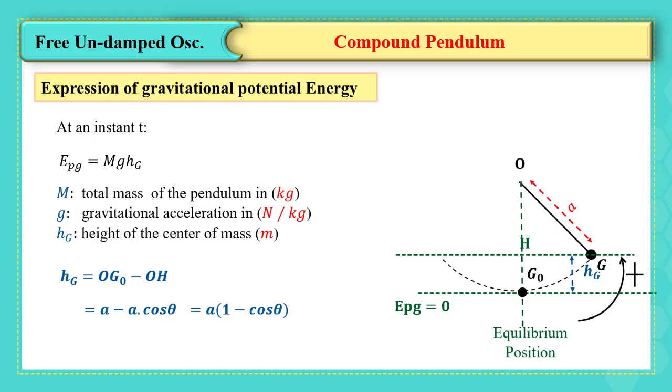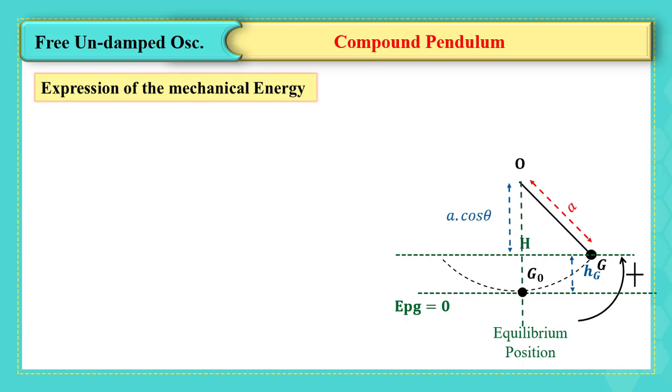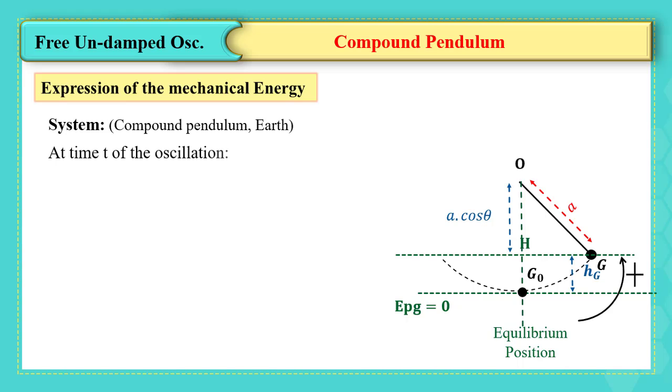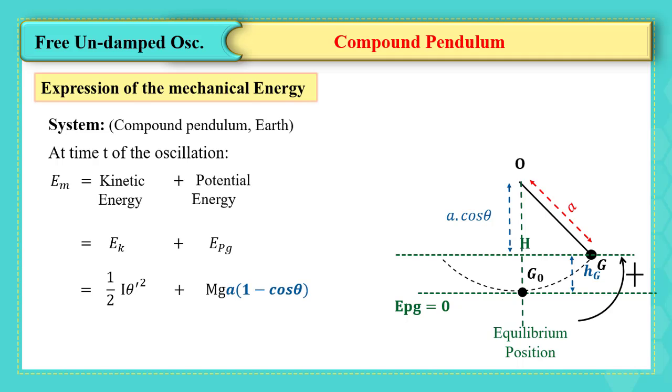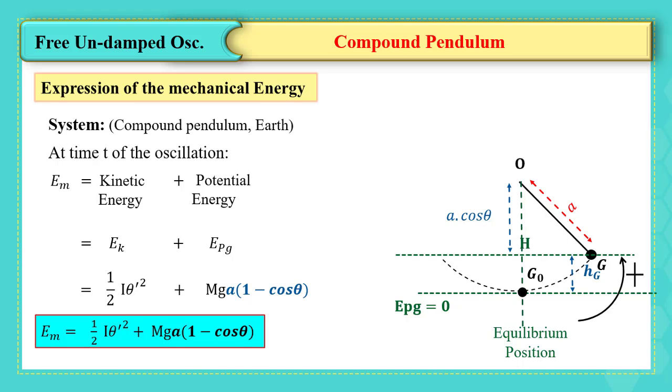So the expression of the gravitational potential energy is m g a into (1 minus cosine theta). Now the expression of the mechanical energy. The system here is the compound pendulum and Earth. At any time t, the mechanical energy is the kinetic energy, which is half I theta prime squared, plus the gravitational potential energy, which is m g a into (1 minus cosine theta). Finally, it is written as half I theta prime squared plus m g a into (1 minus cosine theta).